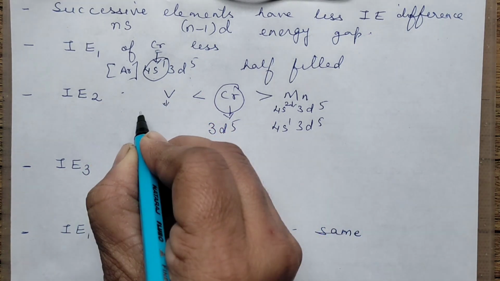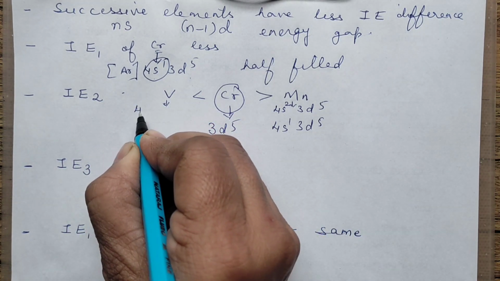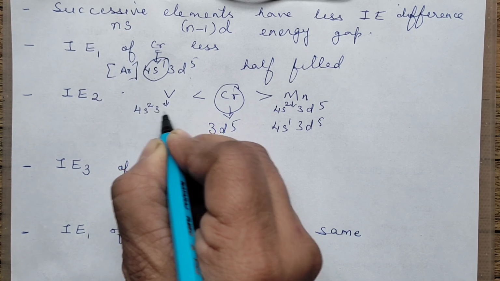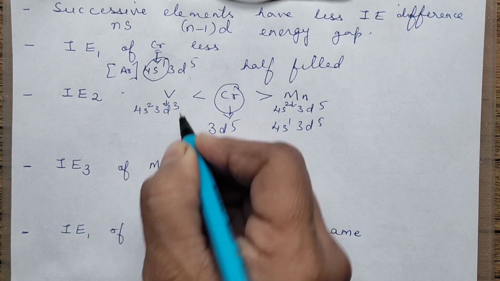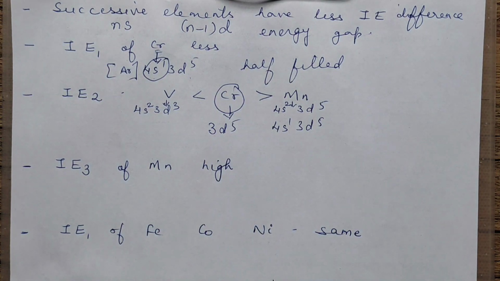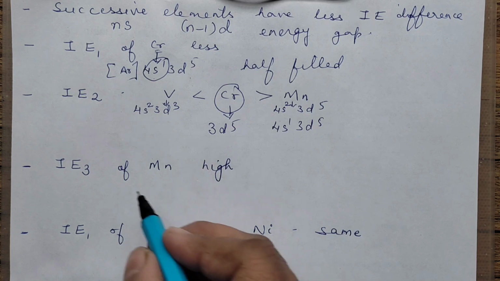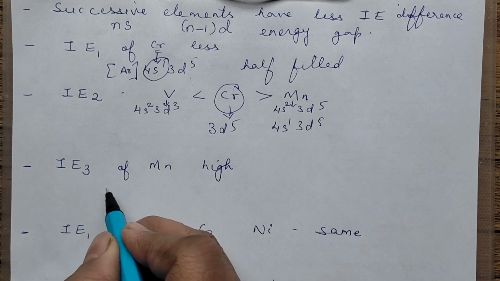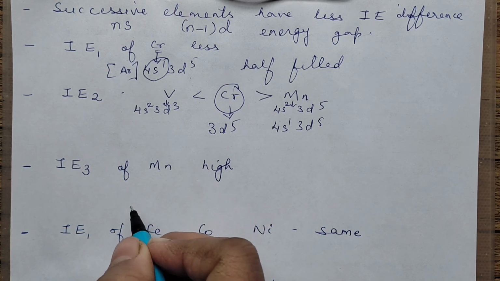And vanadium, before losing an electron, was 4s2 3d3. So even this is not comparable to chromium. So chromium, after losing one electron, acquires a 3d half-filled valence shell, so it is very, very stable. Next we come on to the third ionization enthalpy of manganese, which is very high.